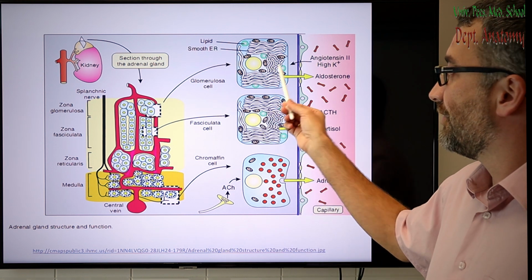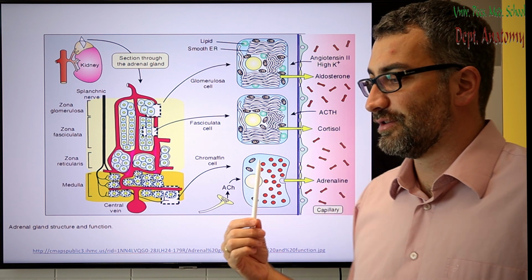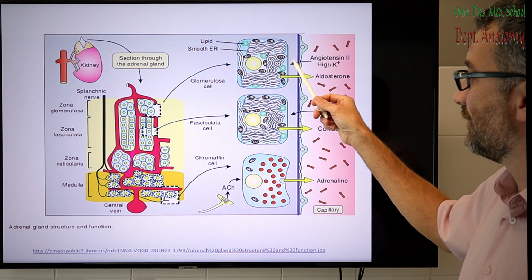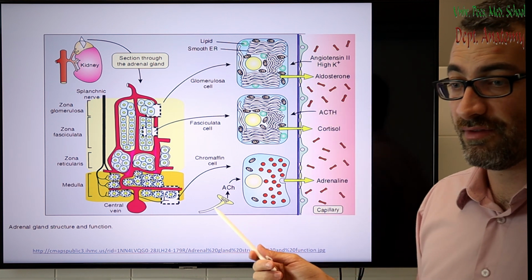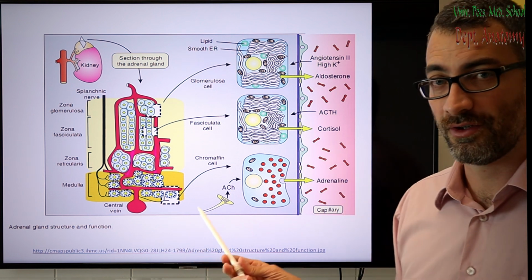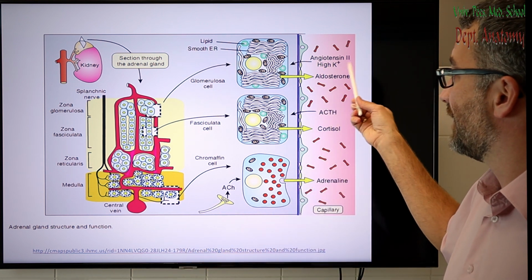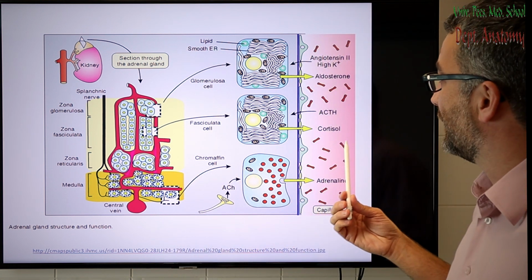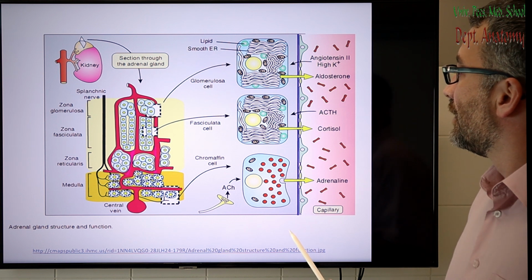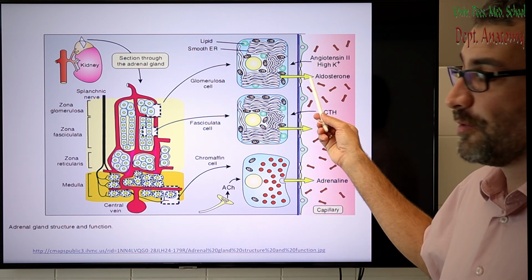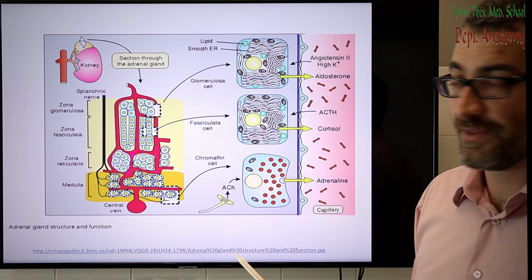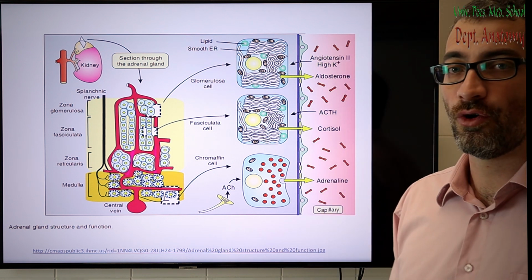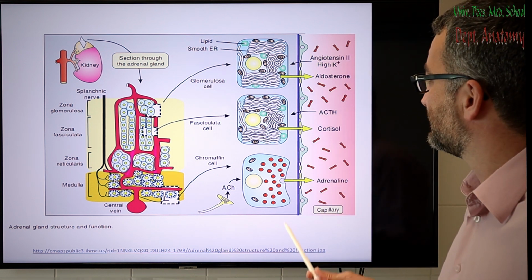Zona glomerulosa cells are very special because they are not stimulated by hypophyseal hormones. Their functional regulation is by the blood level of other hormones not produced in the hypophysis, like angiotensin II, or certain ions. The level of certain ions in the blood has a direct effect on these cells. The output, the hormone produced by these cells, is called aldosterone. Therefore, this layer, the zona glomerulosa, we call the mineralocorticoid producing cells.